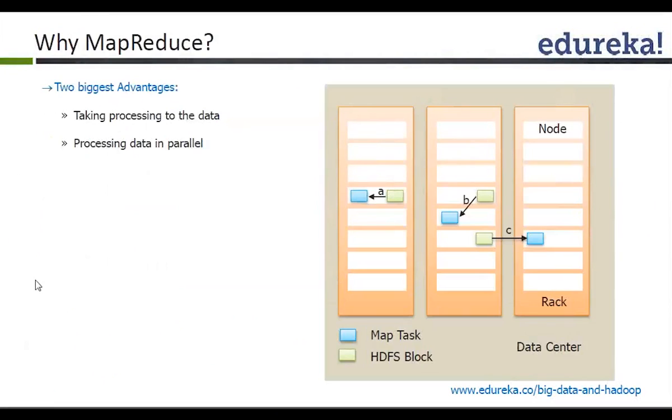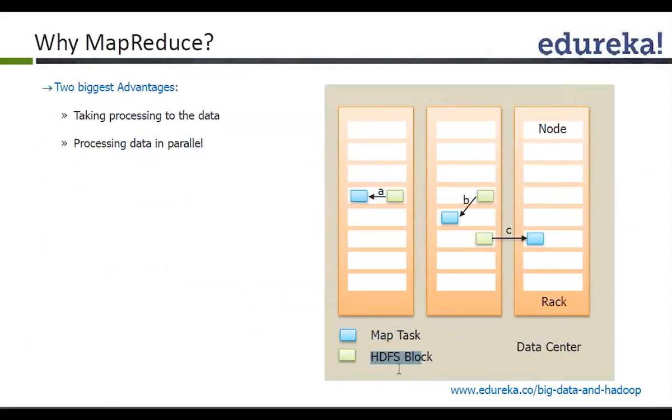So now, why do I need MapReduce? The biggest advantage of MapReduce is you take the processing to the data, and processing of the data is going to happen in parallel. Look at this diagram that we have over here. We are just showing you three racks. Each one of them is a node. The blue one is a map task, and the HDFS block is in green.